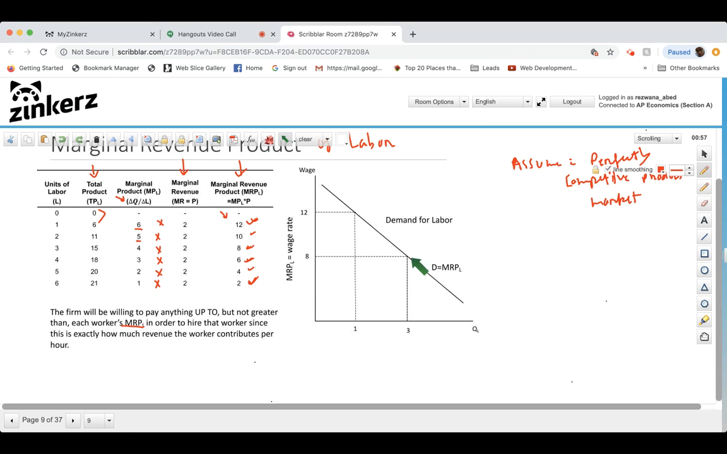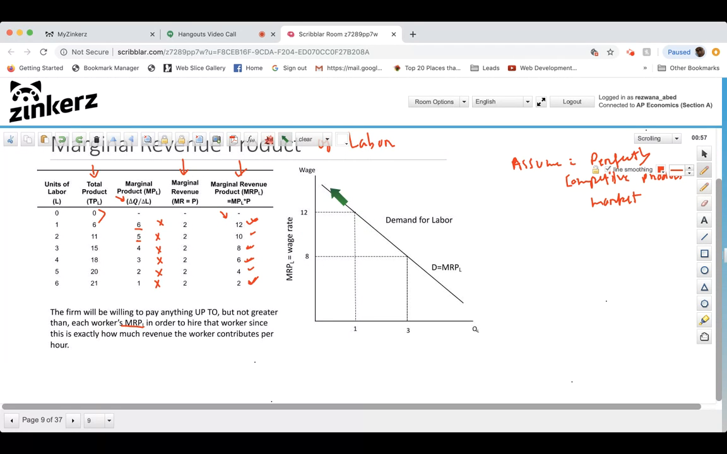So what we can see from here is this is exactly what we know as the demand for labor. That's why the marginal revenue product of labor is also the demand curve for labor for a perfectly competitive farm, because they eventually work out to mean the same thing. MRPL is equal to the wage rate, the maximum amount that a farm would be willing to pay to hire each worker, because that is exactly how much that worker adds to the revenue per hour.